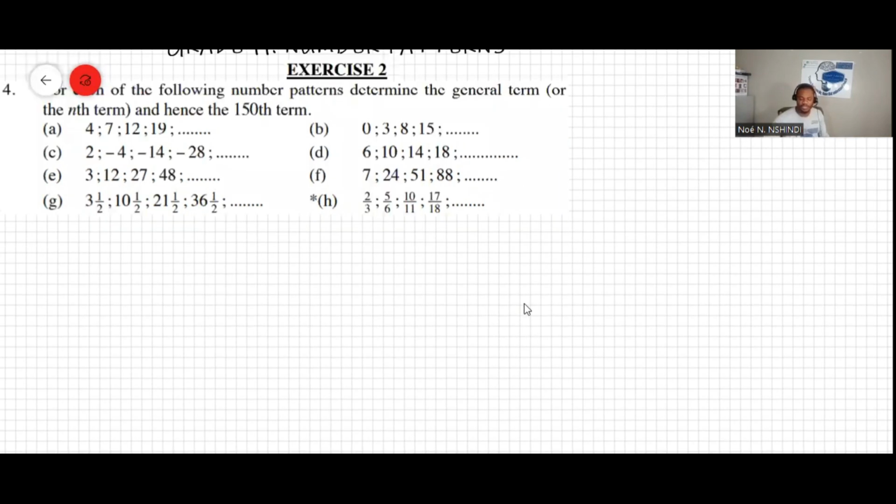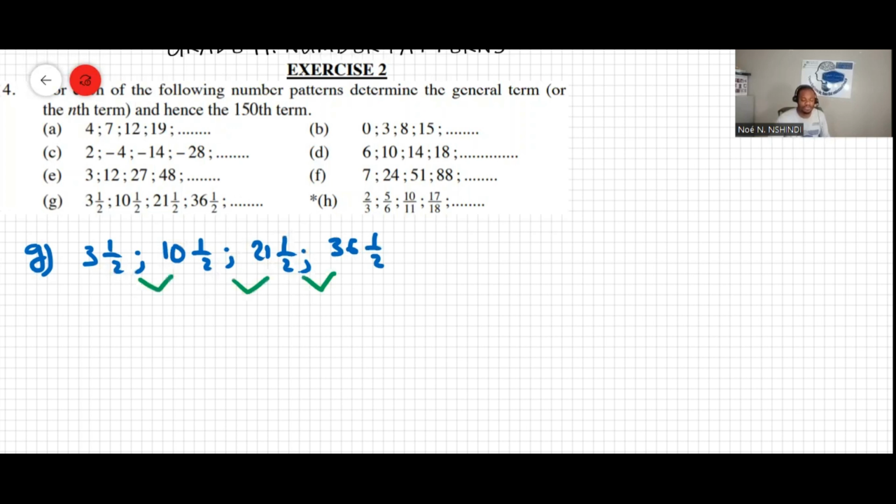Now let's do G here. G says the pattern is 3.5, and then 10. Now I would like to write those as mixed numbers. Okay, let's just leave them as they are: 3.5, and then 10.5, 21.5, and then 36.5. Okay, I can leave them like that. We can still do that.